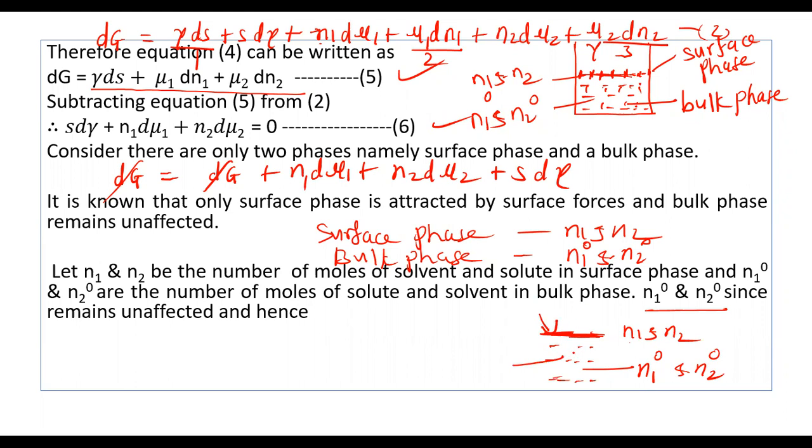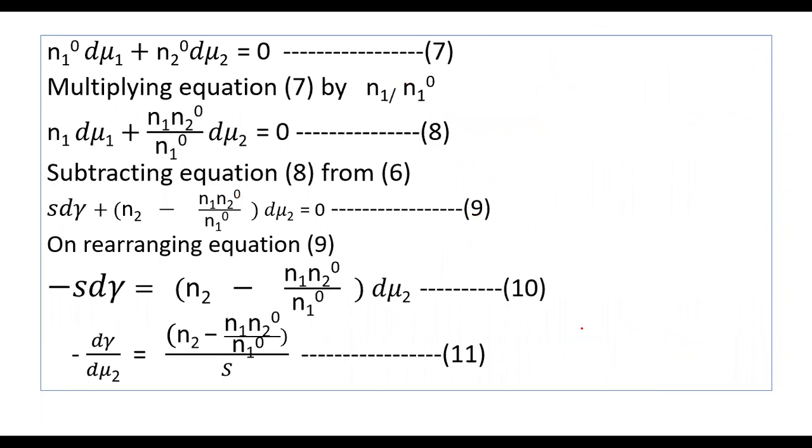So let us assume this. Now according to this, what is the change? We can change the equation, this Gibbs-Duhem equation, now. We know the Gibbs-Duhem equation, that is n1 d mu1 plus n2 d mu2 is equal to 0. This is the Gibbs-Duhem equation. So in the bulk phase, we can write this equation in this way: n1 0 d mu1 plus n2 0 d mu2 is equal to 0.